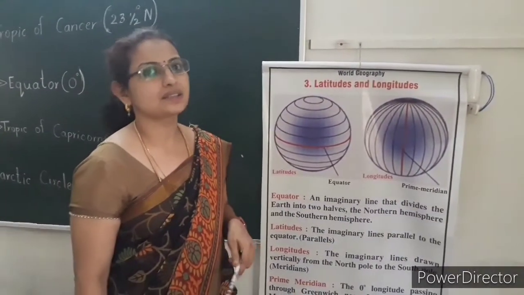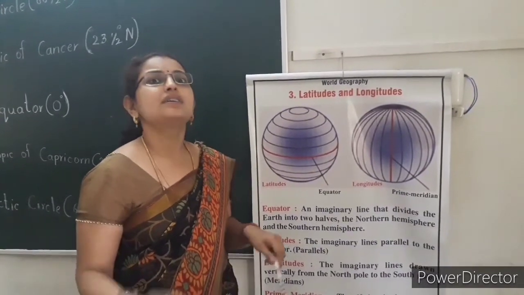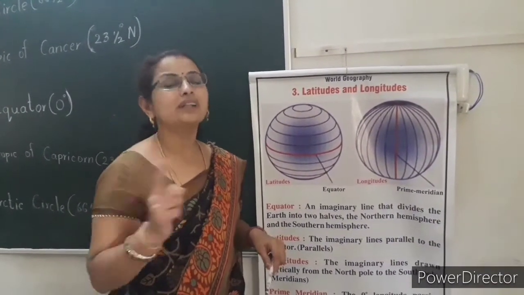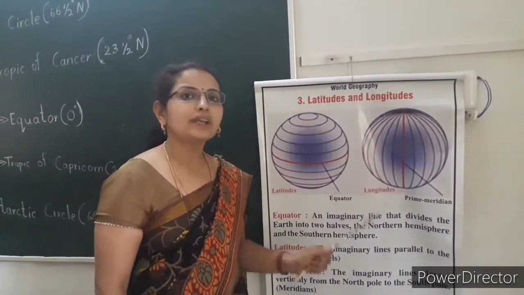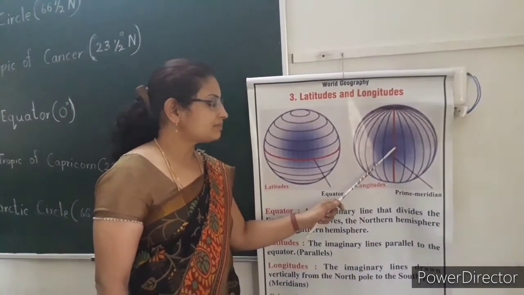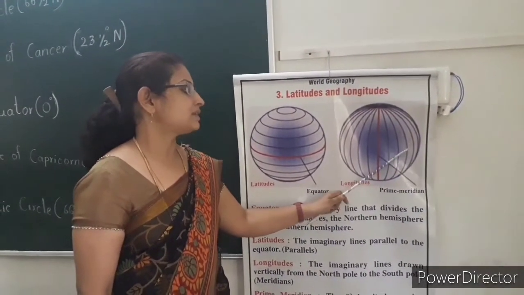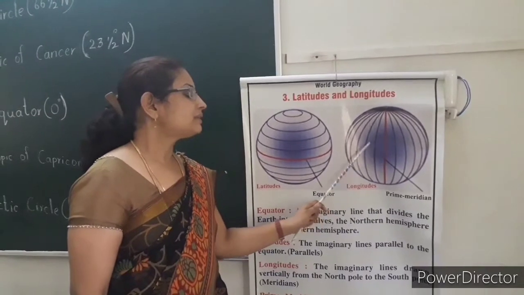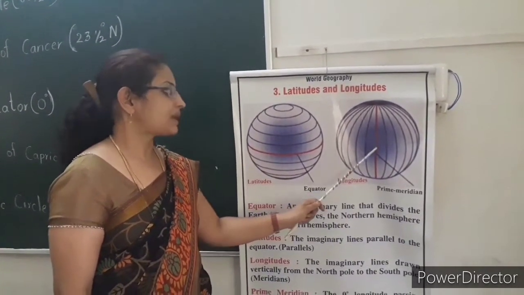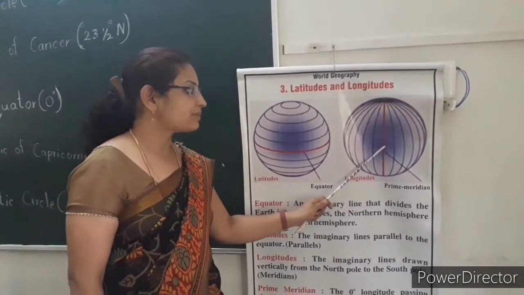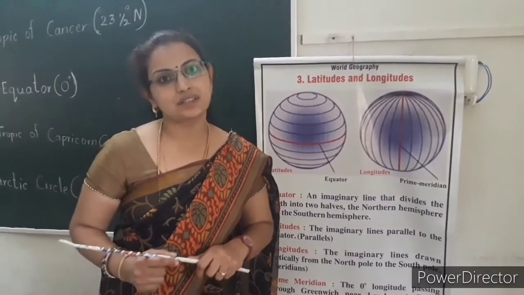Like parallels, meridians are also drawn at a set of 1 degree. There are 180 meridians to the east of the prime meridian and 180 meridians towards the west of the prime meridian. Including the prime meridian, totally 360 meridians are there.